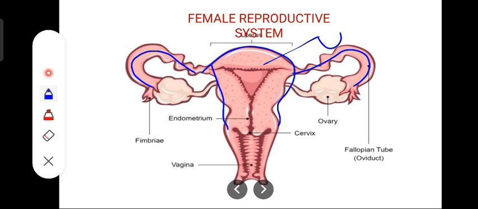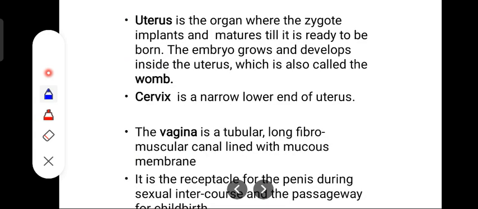After fertilization, the zygote is formed. Then the zygote moves towards the uterus, and in the uterus there is an inner lining called endometrium, and the endometrium is ready to carry the embryo. So if fertilization takes place, the zygote moves towards the uterus, becomes the embryo, and the embryo is implanted in the endometrium. And remember, children, the uterus is also known as womb.